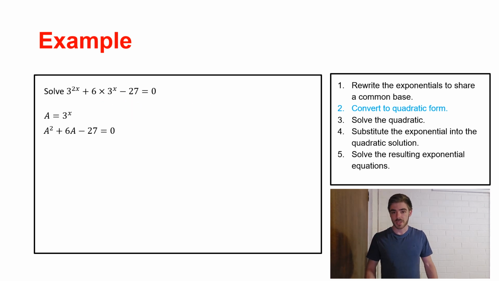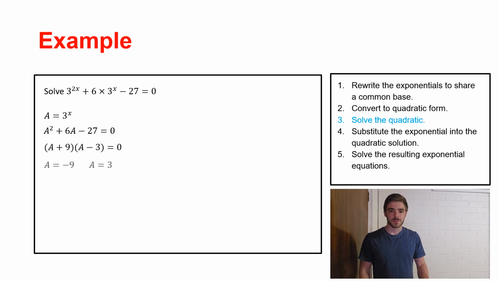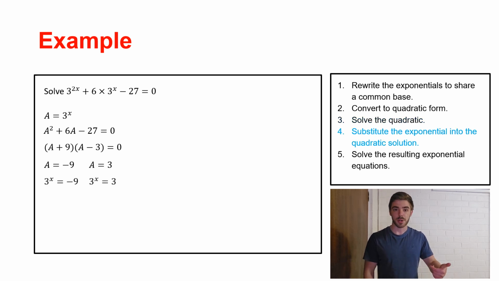Whatever method you use, you now have a quadratic after having subbed in a instead of 3 to the power of x. So we just solve it like we would for any other quadratic. This one I'm going to solve through factorization and null factor law. Now that we have our quadratic solutions for a, we can then sub in what a actually was, 3 to the power of x, into those equations. And from there, we just solve each of those equations individually.